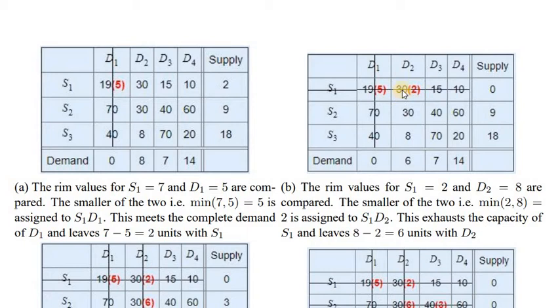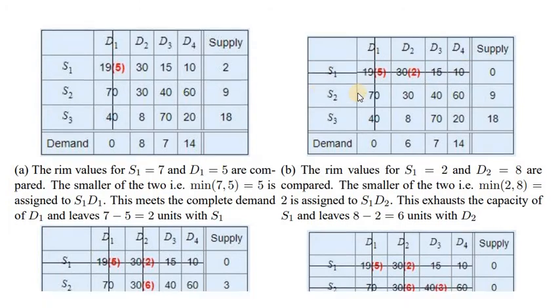Similarly, take another corner, that is 30. Now these are the remaining cells, and D1 does not need any more material because it is satisfied right now. S1 needs to send 2 units, and now at 30 repeat the same procedure. Check which is minimum, 2 or 8. 2 is minimum, so here it is 0, and 8 minus 2 is 6. S1 has nothing left to supply, so it is satisfied right now. That's why we have crossed out the corresponding row.